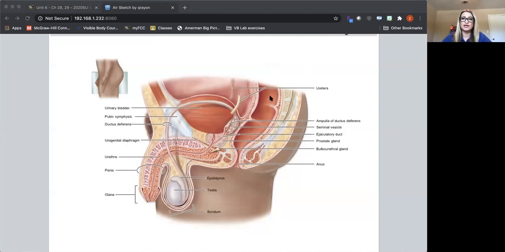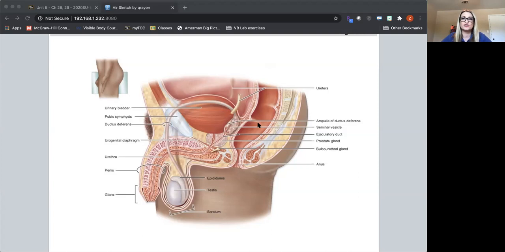Testes are the primary reproductive organs for males. And then the accessory organs that are important in the male reproductive system are ducts, and there'll be several different names for different ducts. So that will be an important thing to remember, which duct is which. There are going to be several different tubules, accessory glands, as well as the penis, which is also an accessory structure in the male reproductive system.